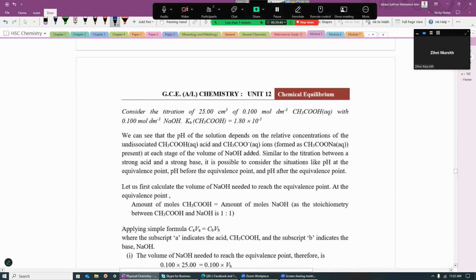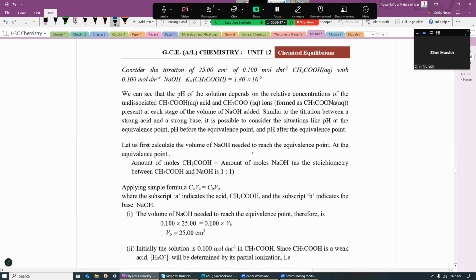Okay. Now consider the titration. This is what we are going to consider: the titration of 25 milliliter of 0.1 mol dm^-3 acetic acid with 0.1 mol dm^-3 NaOH. And if you are using this CH3COOH, you should know the Ka value, that is 1.8 x 10^-5. In the examination you will be given the data sheet. So whenever you see acetic acid, you should either remember this value, otherwise you have to get the value from the data sheet, because we are going to use the expression for Ka to find out the H plus concentration.